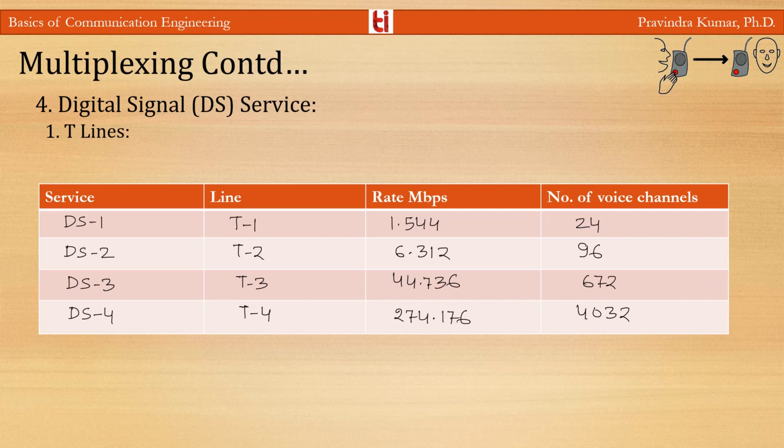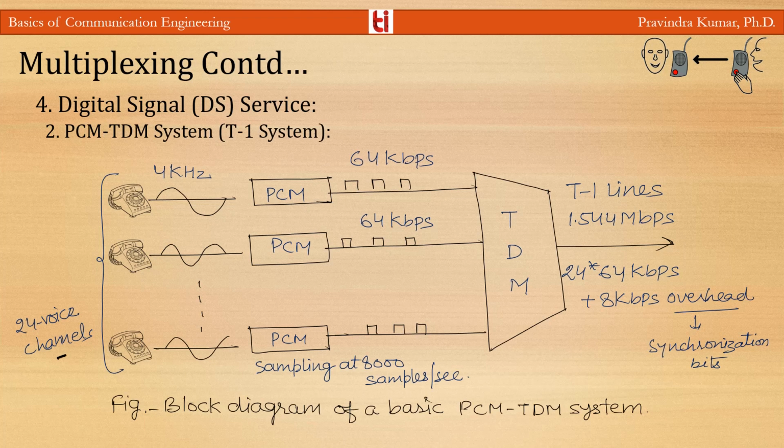DS0 is defined as the basic service. The T lines are digital lines which are designed for carrying digital data, audio or video. But the T line can also be used for analog communication, that is, a T1 line can be used for telephone applications. Now, PCM TDM system, T1 lines, T1 system.